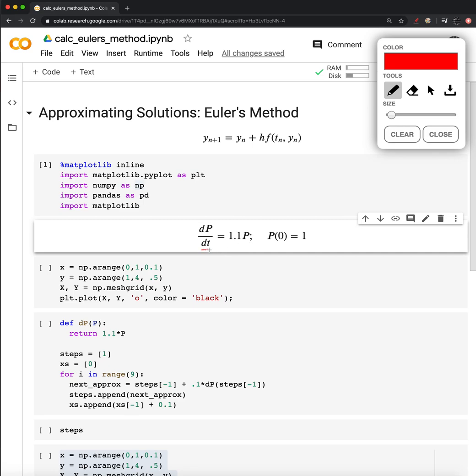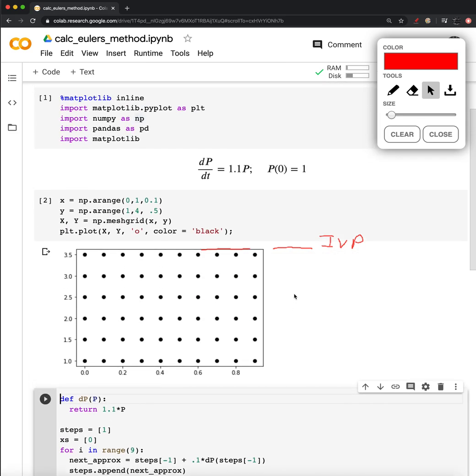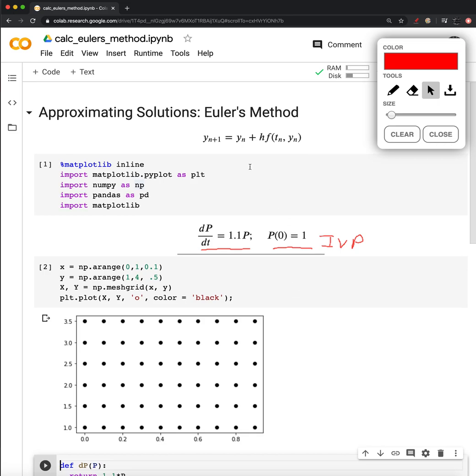Now, the way that it works is that we would have a differential equation. For example, maybe we have our population model here, and we also would have a starting value. So it's an initial value problem. And we're going to use these two pieces of information to approximate solutions to the differential equation without actually solving this differential equation analytically. The way that we'll do this is just by using little tangent lines. We're going to walk along tangent lines for set intervals.